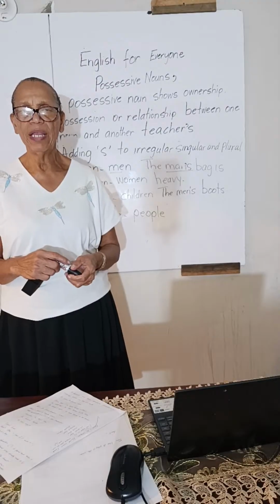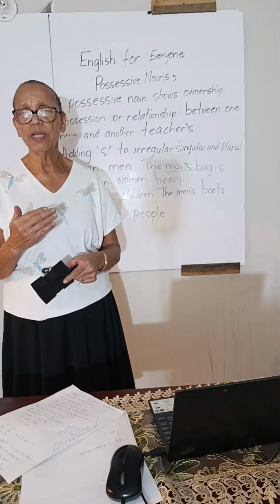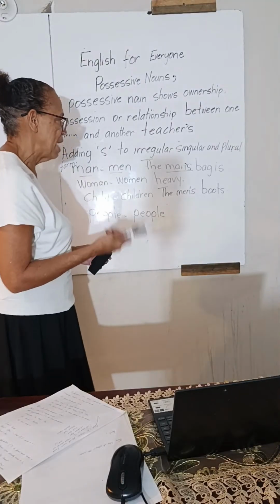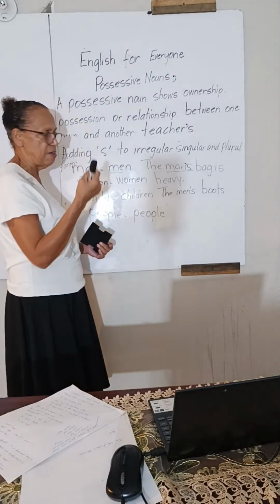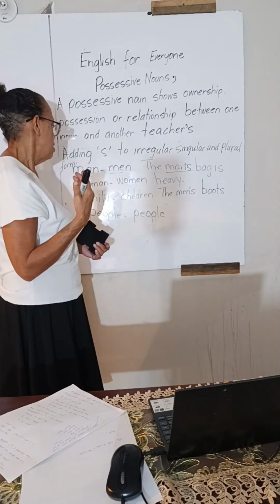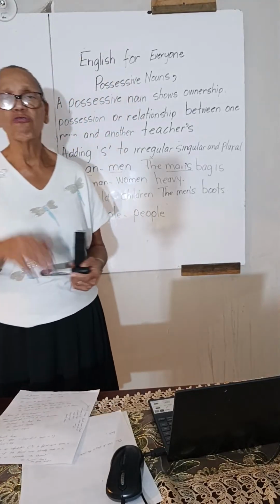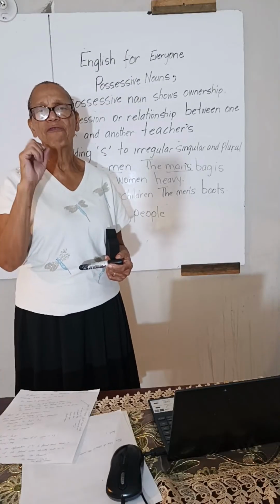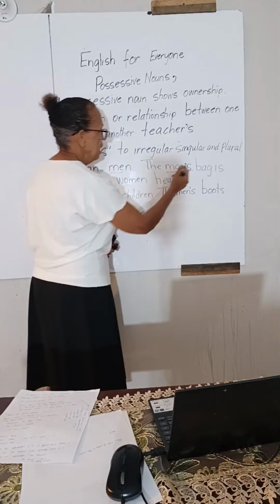If it doesn't normally carry an S, and you want to show ownership, you have to put it on the inside. So it's the man's bag, the men's boot, the woman's scarf, the women's scarf, the child's book, the children's bag. So irregular nouns, if you want to show ownership, you have to add the apostrophe on the inside. So it's between the last letter and the S.